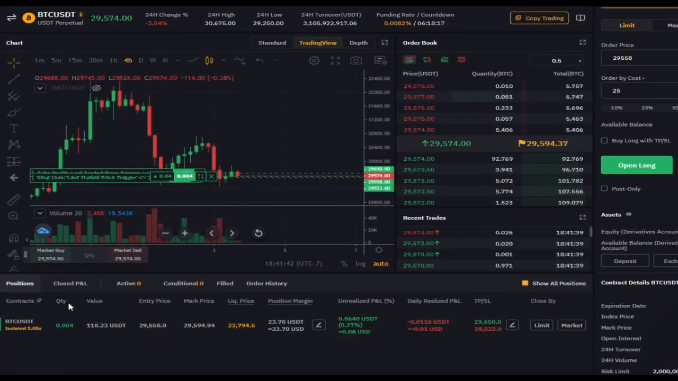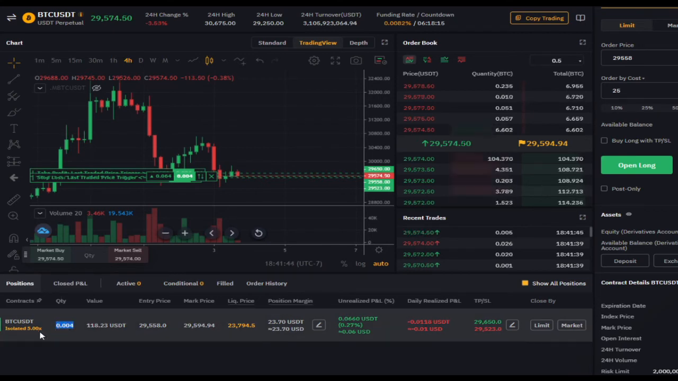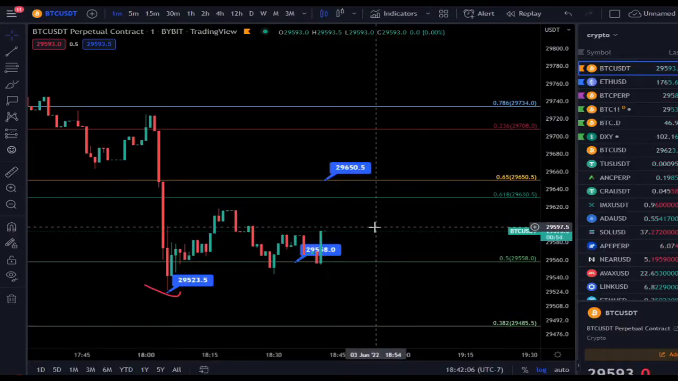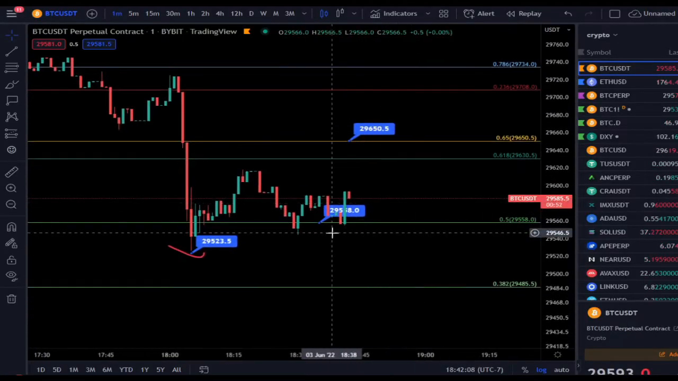All right, so contract name, Bitcoin. Quantity, just the amount of Bitcoin in this trade. The value of this trade is the USD amount that we put in multiplied by 5, because we have a 5x multiplier on right there. Our entry price, 29,558. Cool. The mark price is the current price, so 29,614. Oh, wow. So look at that. We got filled really good on that one.